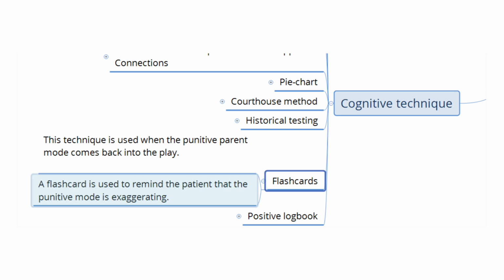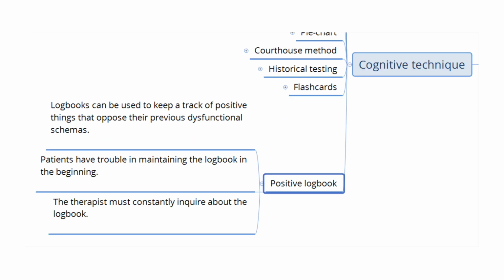It is a technique which is useful for the patient whenever she is caught in situations where her punitive mode comes back into play. The flashcard has two sides, one of which has the view of the punitive mode and the other has a view of the more balanced and healthy adult. This acts as a reminder for the patient that the punitive side is exaggerating and she does not need to feel that way. The last technique is the positive logbook.